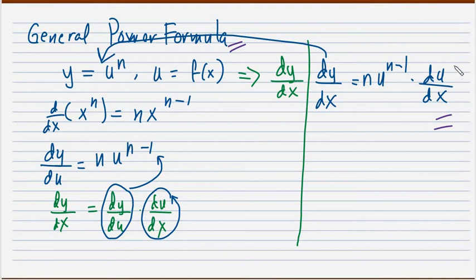Okay, so just remember that you have to get the derivative of u after getting the basic formula n u raised to n minus 1. After that step, you need to get the derivative of u with respect to x. So let's go ahead and apply that principle in our example problems. So let's say we have to find the first derivative.